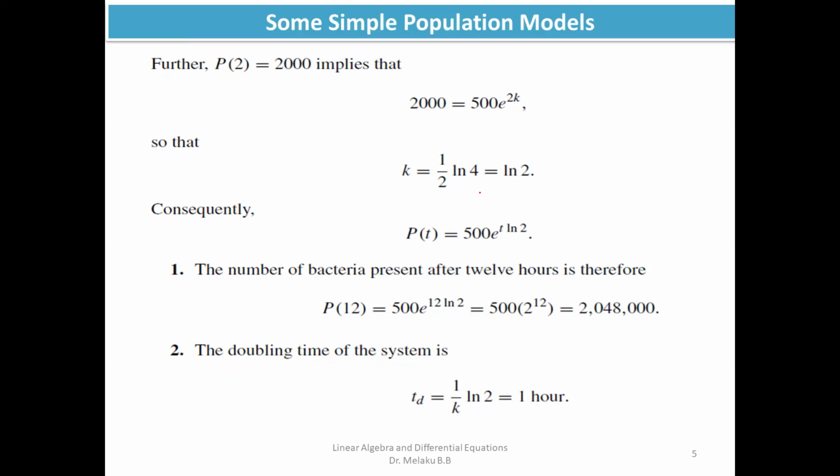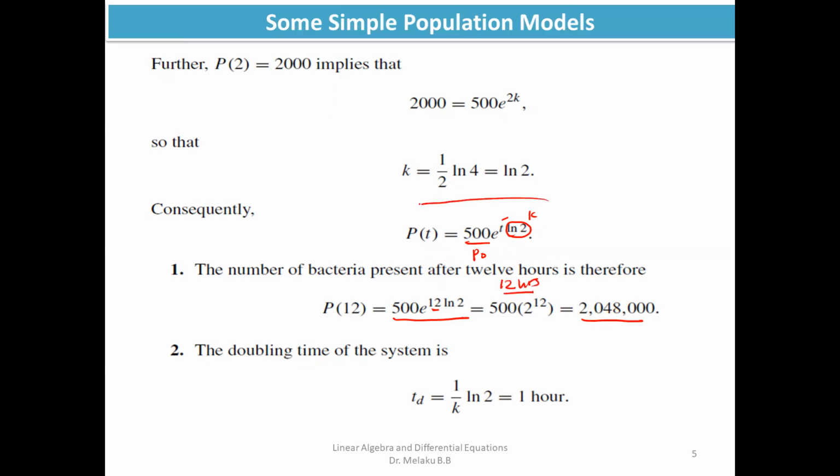Therefore, once we obtain this k, we can substitute it in the general equation P(t). This is the value of P naught, and e to the power of kt, with this value of k. Now we have the general solution, and it will be easy to find the number of bacteria after 12 hours. Instead of t, we simply substitute 12. That's all: 500 times e to the power of 12 times ln 2, which will be around 2,048,000. This is the number of bacteria after 12 hours.